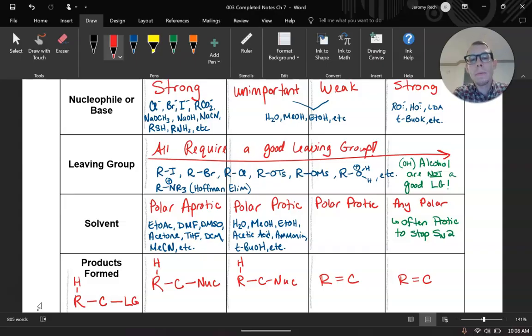Now, for an E2 elimination, you really just need a polar solvent. However, we know that E2 and SN2 are going to compete a lot. So if you want to promote your E2 and suppress your SN2, often you'll choose a polar protic solvent for your E2. That protic solvent is going to suppress any of your side reactions of your SN2 and really help promote your E2. So those will be generally preferred.